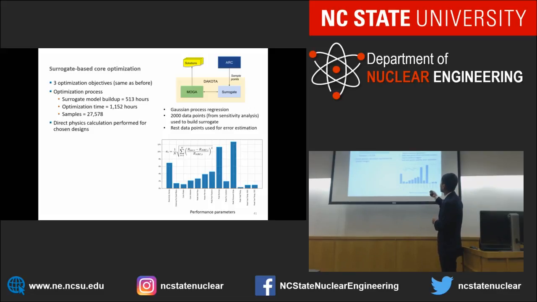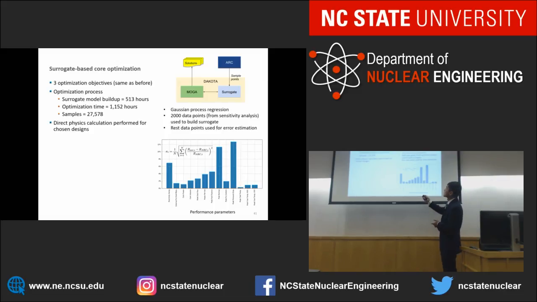We picked Gaussian process regression as the surrogate model. I used data sets generated from the ARC calculation to train my surrogate, and then compared the performance of the surrogate versus ARC. This is the relative error of the core performance. Many of them are below 5%, and only 2 of them are beyond 10%. So I consider that acceptable.